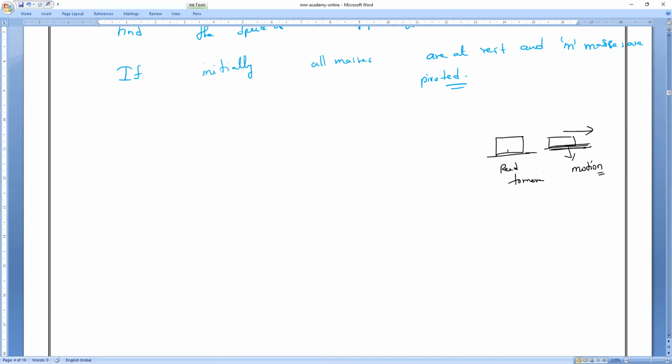If the body is ready to move, that is what we call static friction. The maximum static friction is what we call limiting friction. Once the body is ready to move, it requires maximum force to overcome that friction. Once it starts moving, that is what we call kinetic friction. We all know kinetic friction is always less than static friction. Am I right, guys? That is limiting friction.